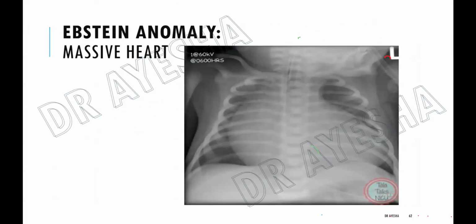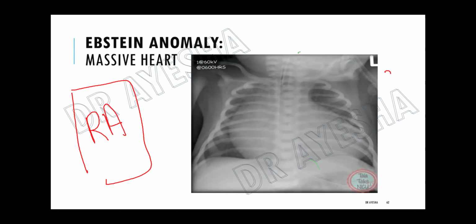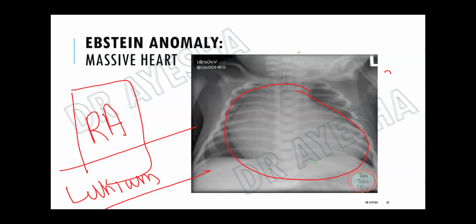So this is also asked in the exam: what is Epstein anomaly? Epstein anomaly is basically a very, very large right atrium. You can see such a large heart is there, cardiomegaly is there, and it is associated with intake of lithium. This is an exam question. So lithium is associated with Epstein anomaly, in which you have a very, very huge right atrium.